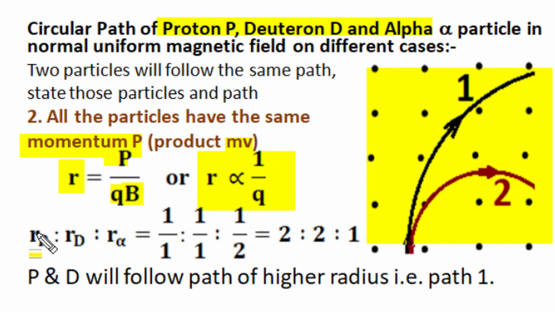For the 3 different particles, proton, neutron and alpha, the ratio of their radius is the inverse of their charge. The charge of the proton is 1 unit, the charge of the neutron is also only 1 unit, and the charge of the alpha is 2 units. And when we take the LCM, the ratio of radius of proton, neutron and alpha becomes 2:2:1. It means proton and neutron will follow the identical path of larger radius and smaller curvature, that is 1, and alpha will follow this second red path of smaller radius if all three enter the same normal uniform magnetic field with the same momentum.